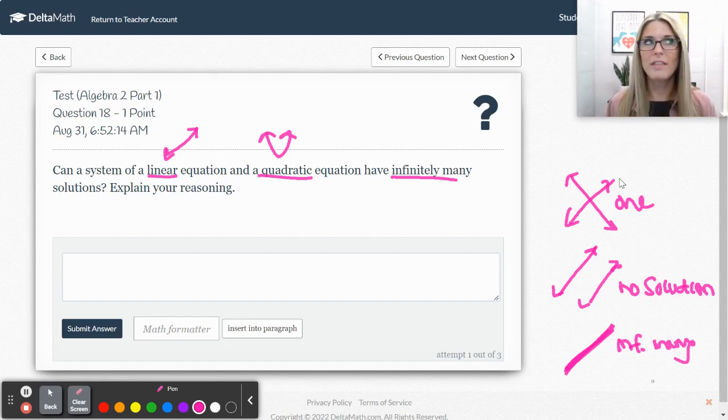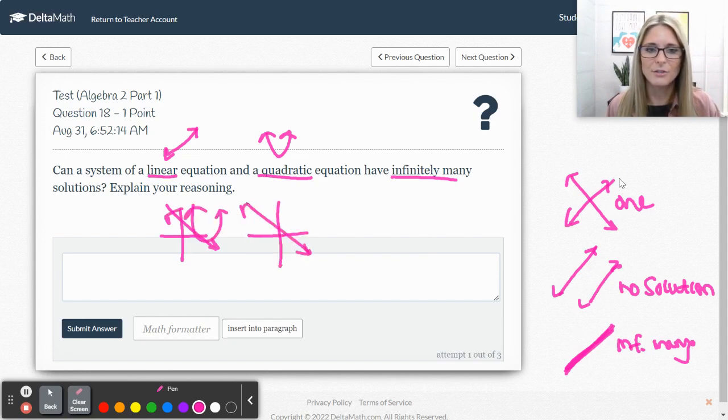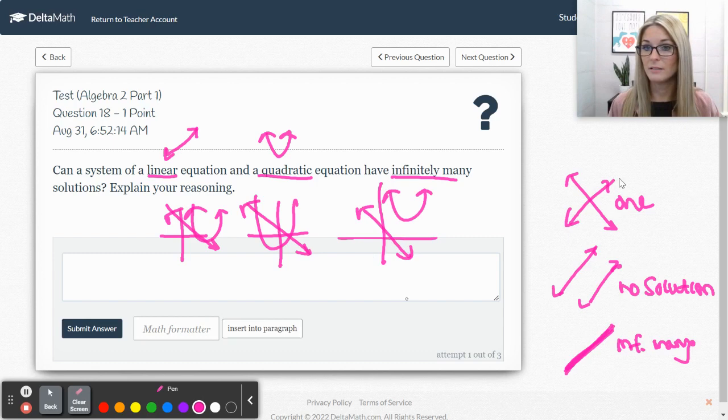Linear and quadratic, will they ever line up forever and share every point in common? I just really don't think that's going to happen. No matter what our line and parabola look like, I could sit here and doodle all day. I don't think we're ever going to get them to share every point in common. So no, it's not going to ever have infinitely many solutions because they can't share every point on that coordinate plane together. Linear is a line with a constant rate of change, and quadratic has a different kind of rate of change. They're just never going to line up like that. So no.